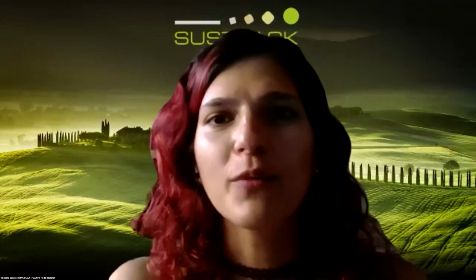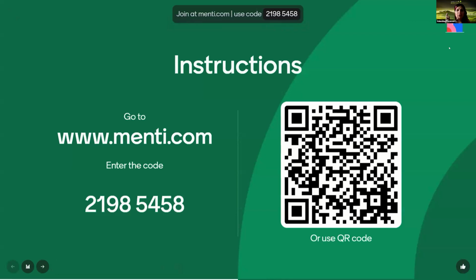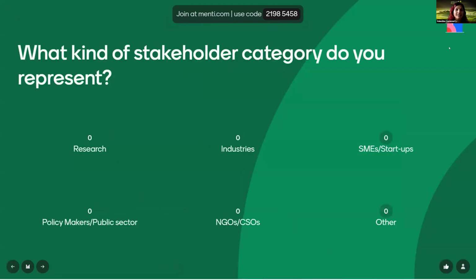So before moving into our very intense agenda, we would like to break the ice a bit with all the participants. So Selena is going to share the screen. Here you can scan the QR code with your cell phone, or you can go directly from your laptop or PC to menti.com, entering this code. You will see that after entering, you will start visualizing a question. So we are going to ask: what kind of stakeholder category do you represent?